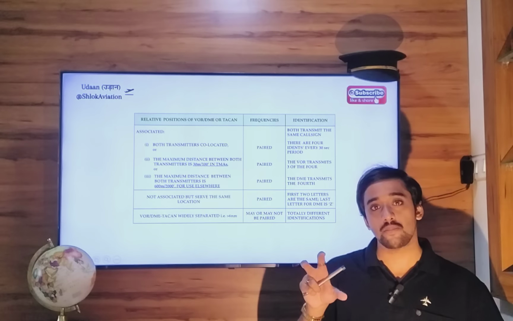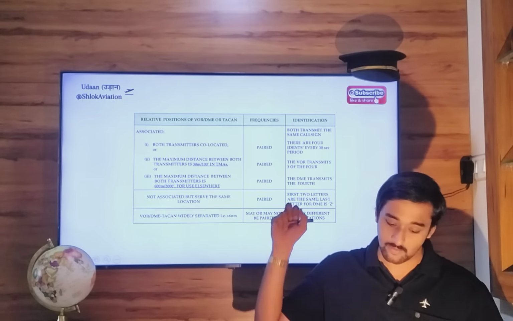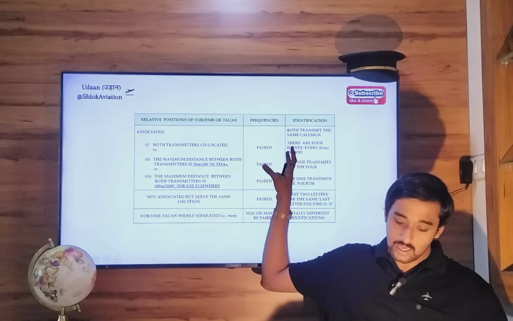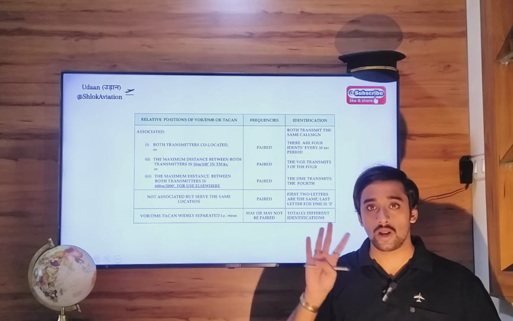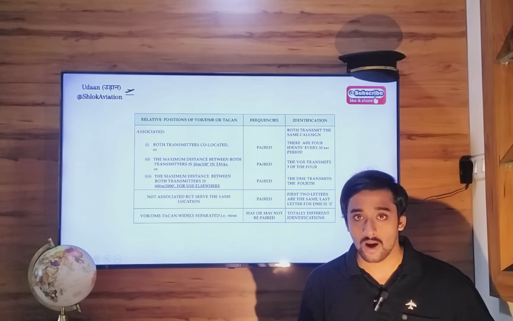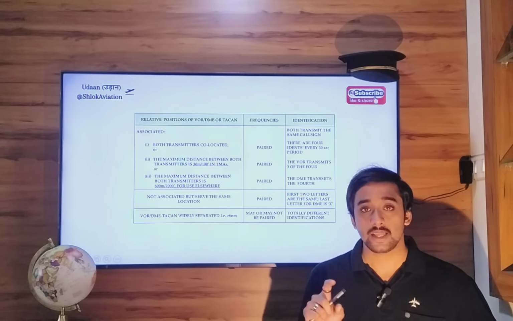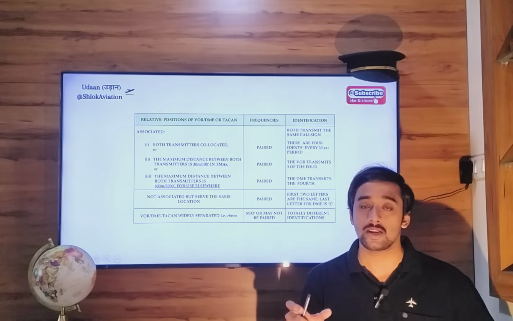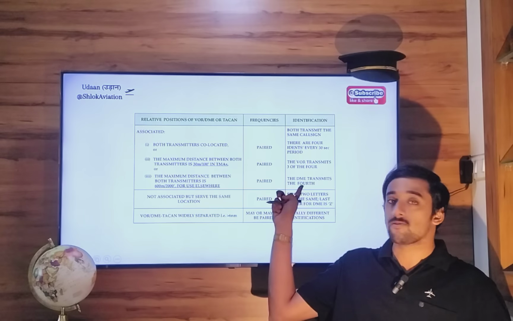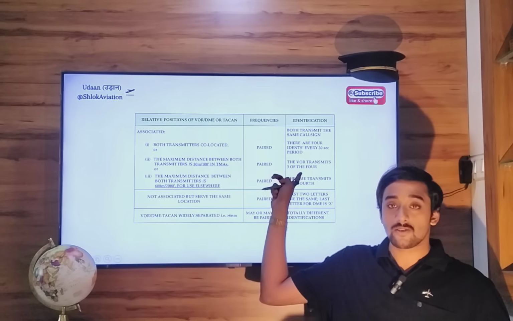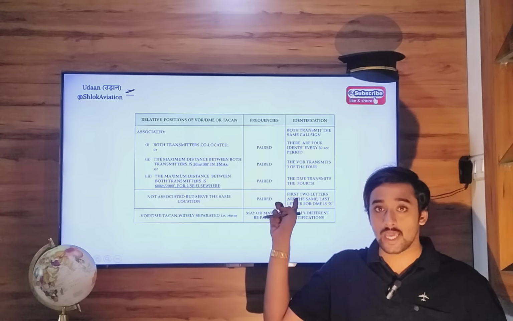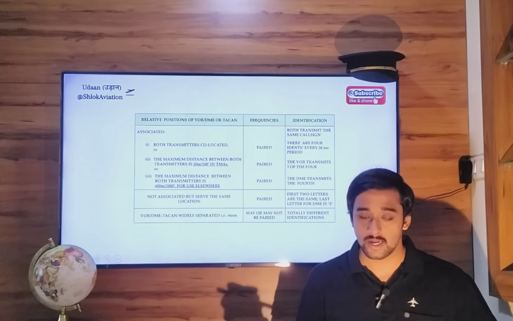Identification. How do you identify between a VOR station and a DME station? Now both will transmit the same call sign depending on the location. Okay, there are four identifications. Out of those four identifications, the first three belong to the VOR every 30 seconds, and in the last 10 seconds you will hear the identification of the DME station. Okay, so the DME transmits the fourth ident, the VOR transmits the first three idents for the first 30 seconds, and the last 10 seconds, the 40th second, you will hear the DME ident.